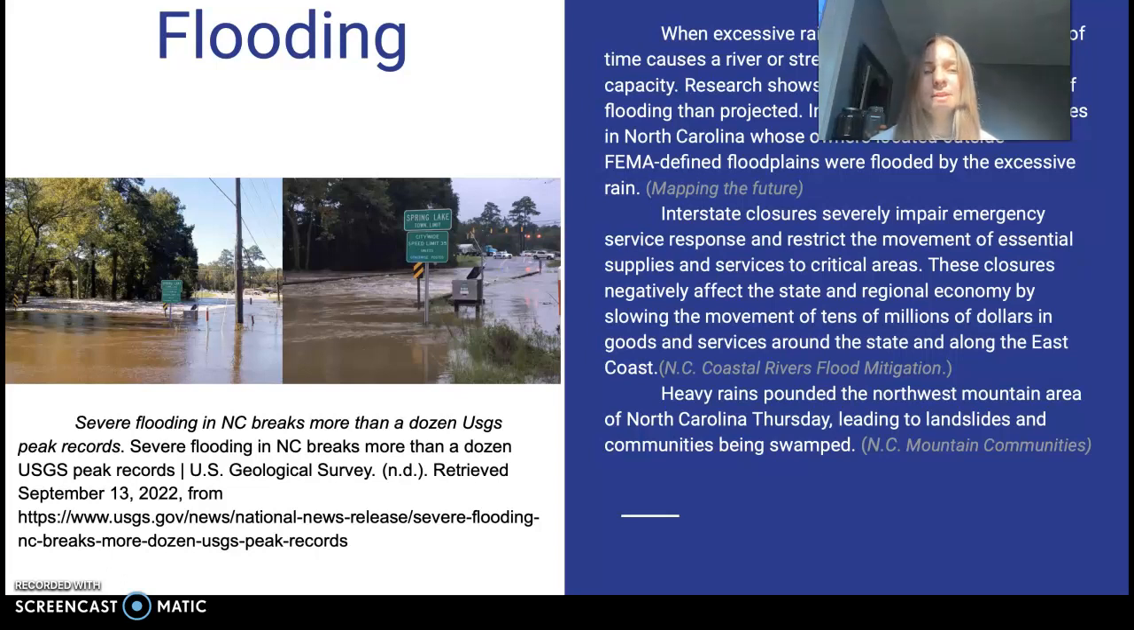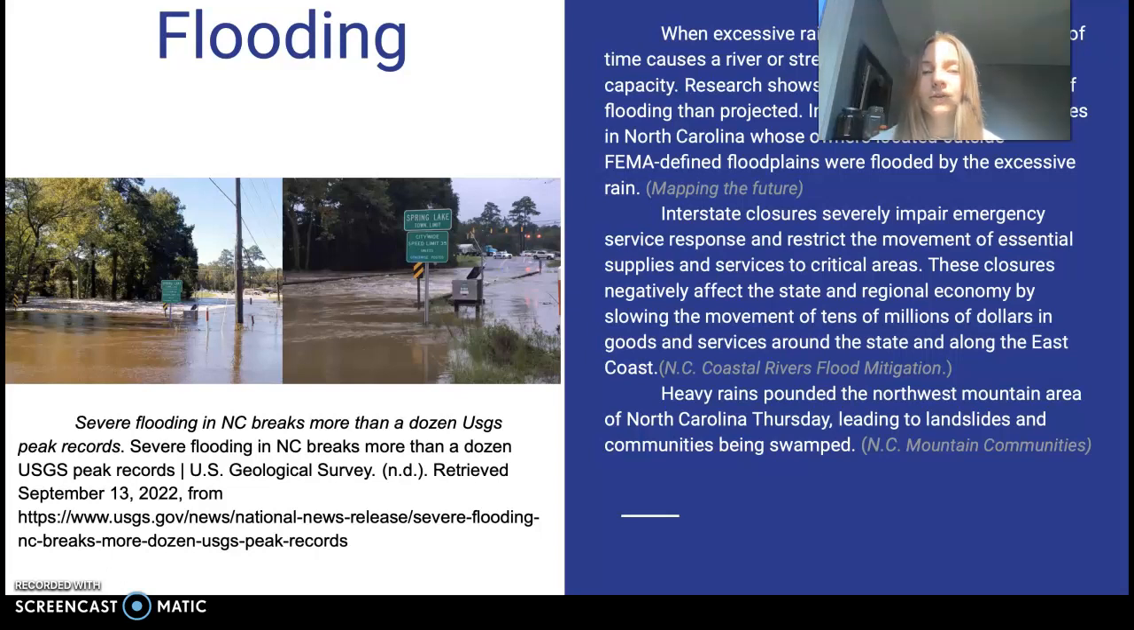Research shows properties had a higher risk of flooding than projected. In 2016, more than 75% of homes in North Carolina whose owners were located outside of the FEMA-defined flood plains were flooded by the excessive rain. So the modeling that scientists are using to predict where the major floods are going to happen is incorrect due to the unpredictable side effects of climate change.